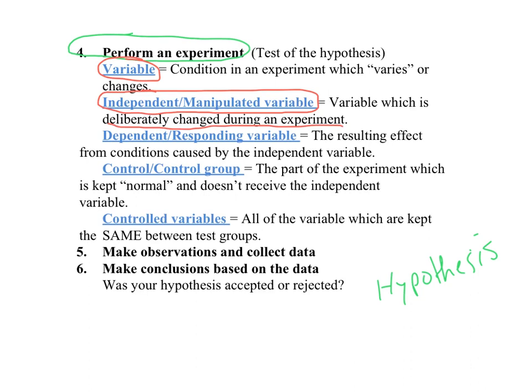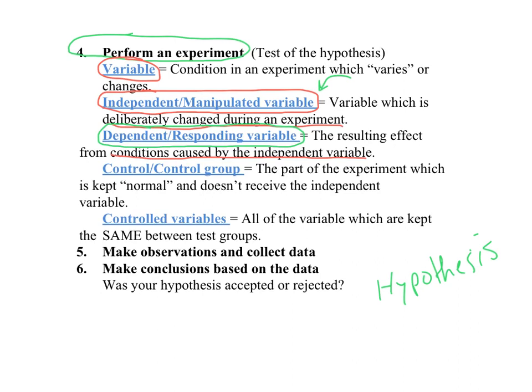Now the second variable is called the dependent, or it's also called the responding variable. This is the variable that you're actually measuring. This is the one that you're seeing what happens when you do the independent or manipulated variable. What happens when you wear track shoes? What happens when you fly far away from the bus? So the dependent or responding variable is the condition which is caused by the independent variable.